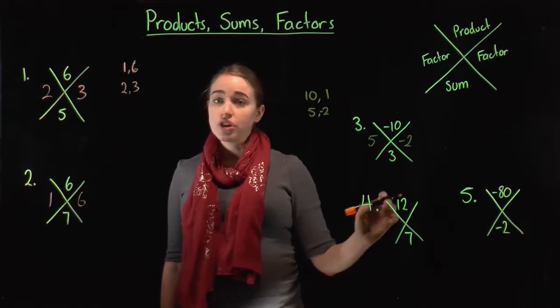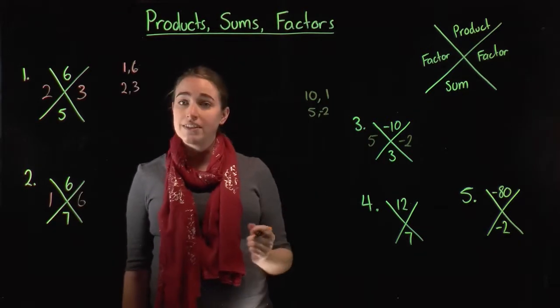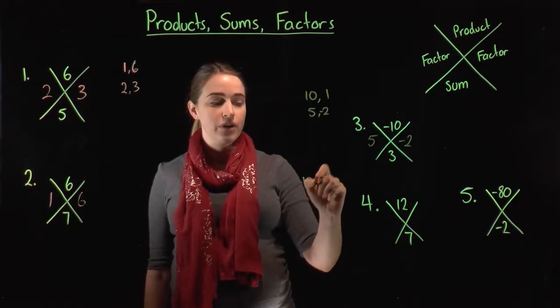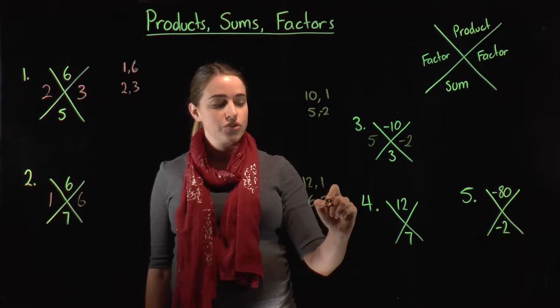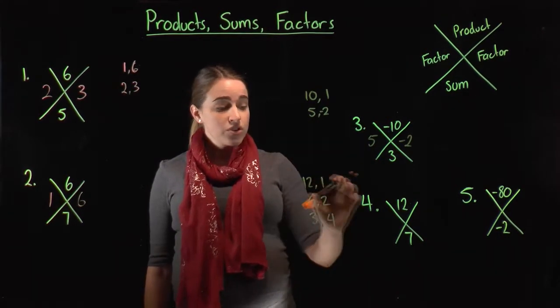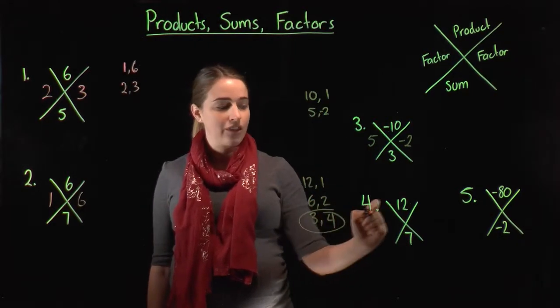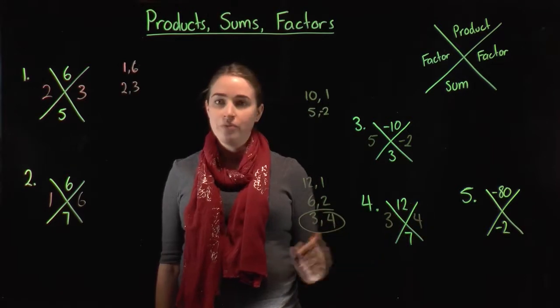Our fourth example, we've got a 12 and a 7. So if we started thinking about things that we can multiply together to give 12, we could have 12 and 1, we could have 6 and 2, or we could have 3 and 4. So again, we also want them to add up to give us a 7. So in this case, it's going to have to be our 3 and our 4.